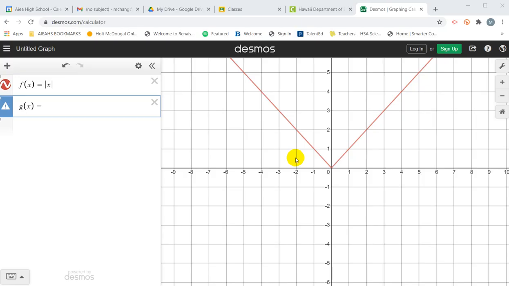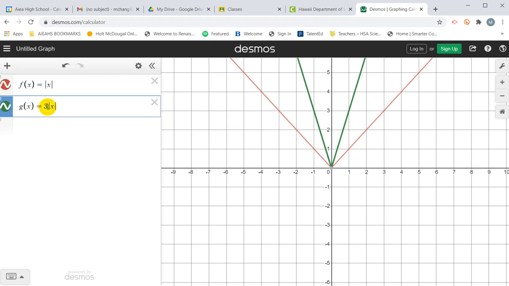Okay, so now I'm going to talk about vertical stretches and compressions. Let's say the number on the outside here, we put a 3. So we have 3 times the absolute value of x. As you can see here, what happened to our parent function f of x was that it was vertically stretched by a factor of 3. So that would be multiplied by 3 on the outside.